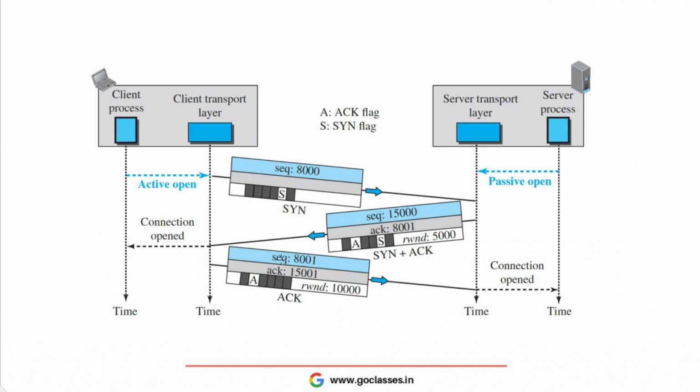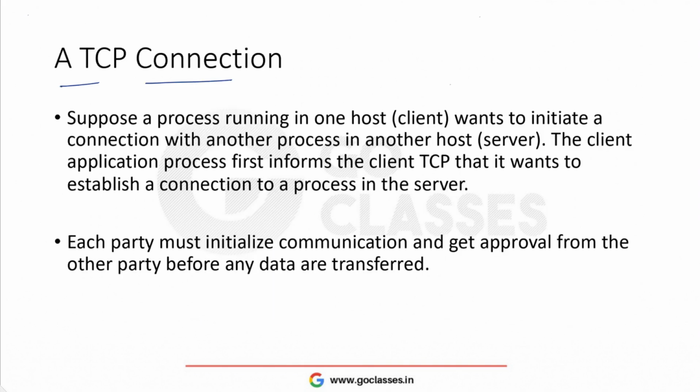Now this happens in three phases. Suppose the client wants to send some data to the server, or the client wants to establish some connection to the server. Then this happens in three phases. This is the client, this is the server. So the client will say, see, I want to send some data, or I want to establish some connection.